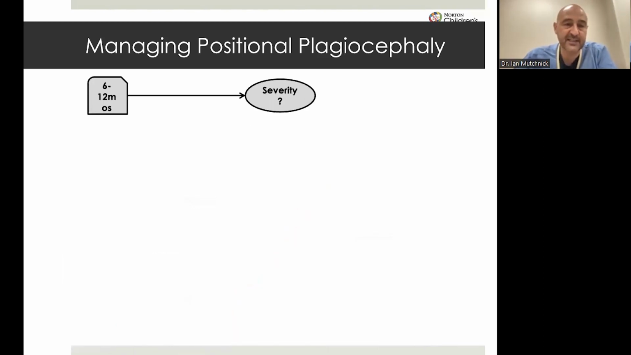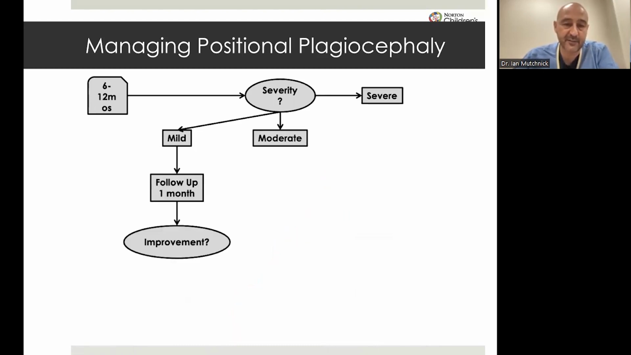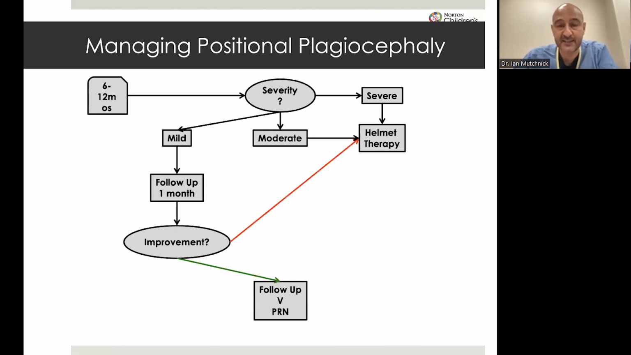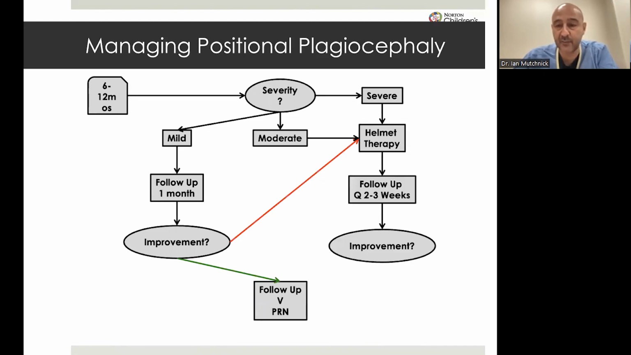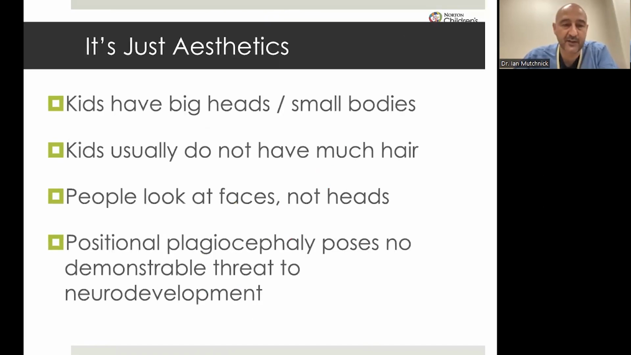If you're seeing a kid at 6 to 12 months, the severity matters. If it's mild, the algorithm is different than if it's moderate versus severe. If it's mild, you can follow up at 1 month and see if there's improvement. Of course, you've given them the positioning advice, and if there's torticollis, you've treated it. If there's improvement, you can follow up versus PRN. If there's not, then again, we're back to potential helmet therapy, and this all looks the same. So if the helmet therapy didn't work, that's a problem. So, okay, is a helmet ever necessary? It's just aesthetics.